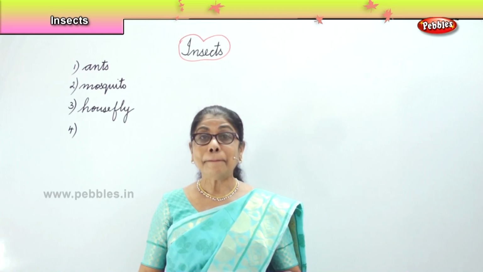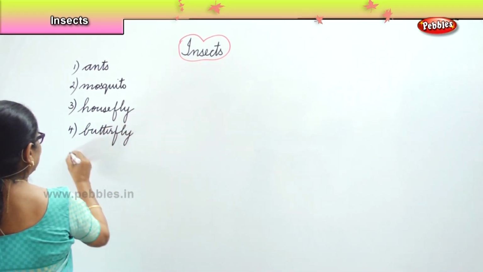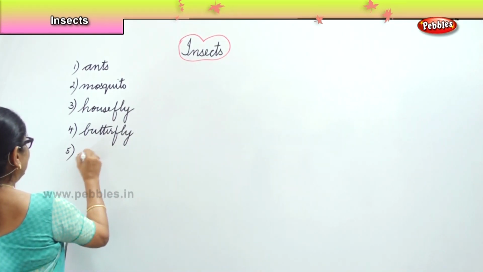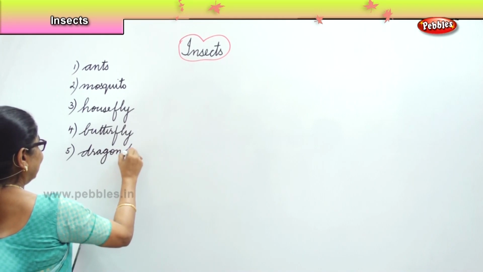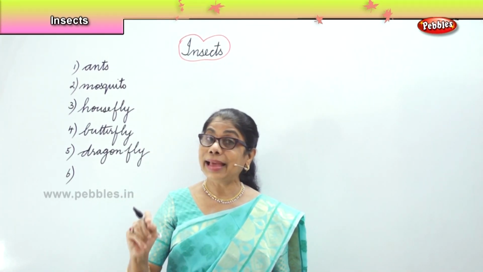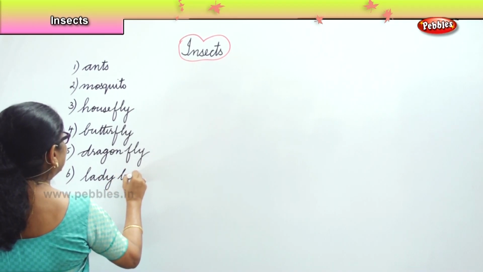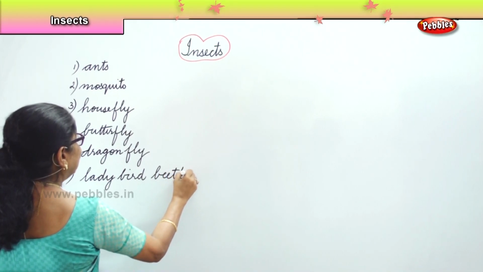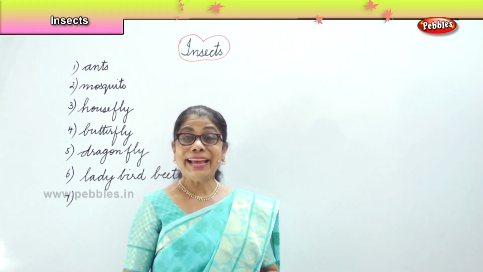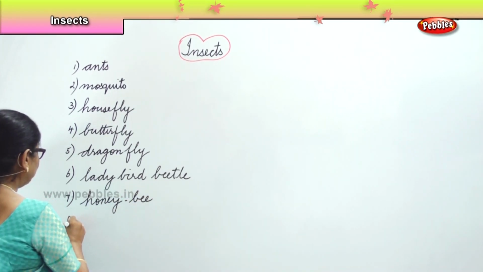Then you have butterfly, a lovely, colorful insect. Then we have a dragonfly. Dragonfly is supposed to be a farmer's friend, a helpful friend. Then there's a tiny insect that is named after a lady. Ladybird, yes. Or you call it ladybird beetle. Then you have honeybee, a very useful insect. They collect honey for you and me.